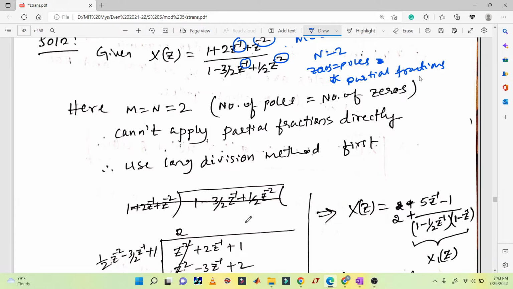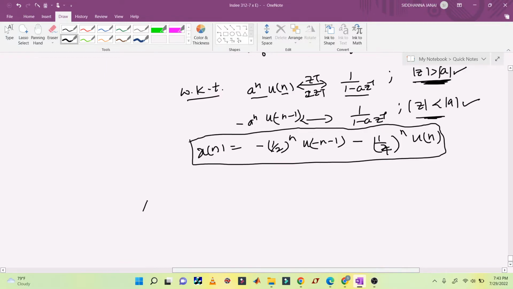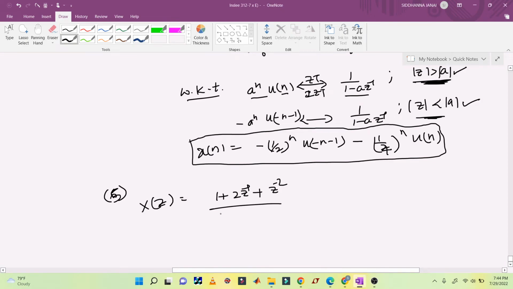The numerator I will write inside. Let me write the problem. X of z is given as 1 plus 2z inverse plus z inverse square, divided by 1 minus 3 by 2 z inverse plus 1 by 2 z inverse square. I have explained the fourth one there itself.